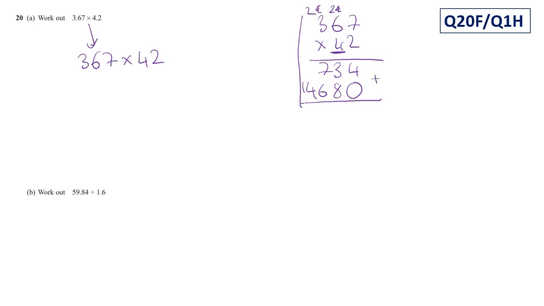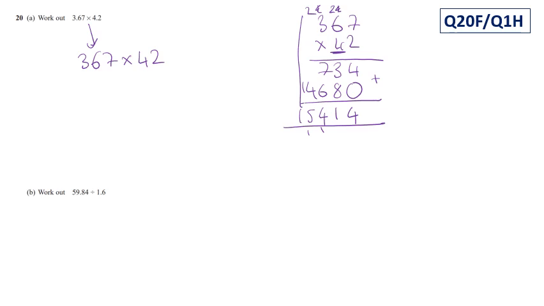And to finish this off, we're going to need to add these two numbers. 4 plus 0, which is 4. 3 plus 8, which is 11. So write the 1, carry the 1. 7 plus 6 is 13. Add the 1 is 14. So write the 4, carry the 1. 1 add 4 is 5. And the last one, carry the 1 down. So I've got 15414.